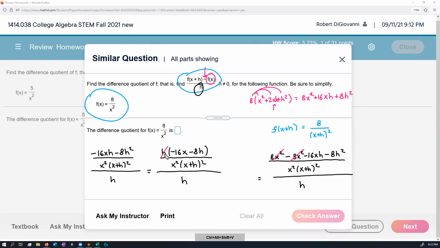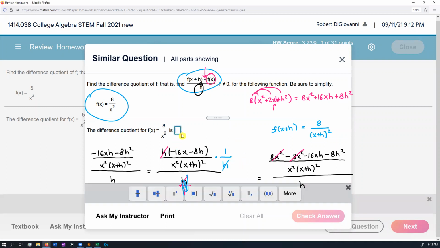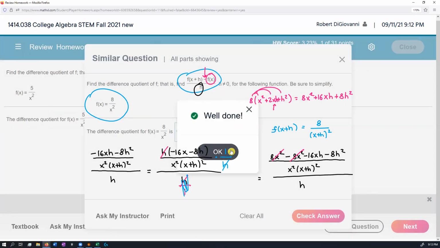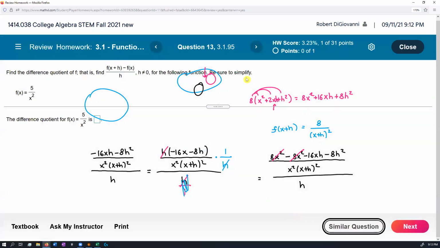And then here's where the good stuff happens. The h's go away. If you can't see that, just look at this as h over 1, and then do the whole flip it and put 1 over h here like that and get rid of it. And then you can see that those h's would cancel. Same thing. Okay, so this is our answer. So let me try to plug this in. We have a fraction. We have negative 16x minus 8h over x squared times x plus h squared. Check it. Well done. All right, close that. Next problem.